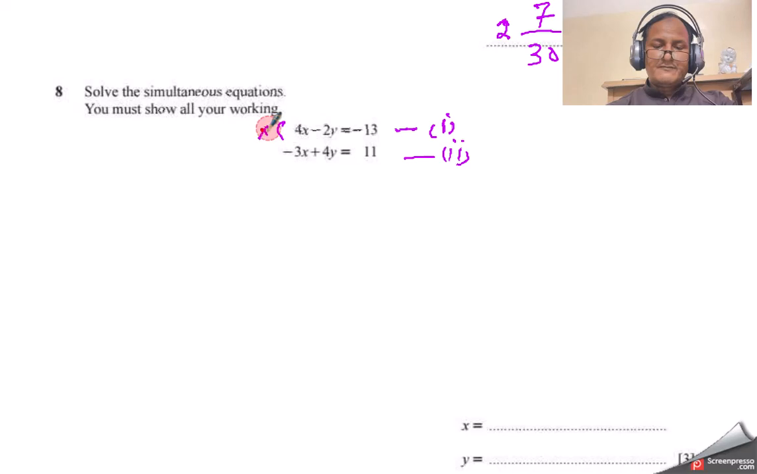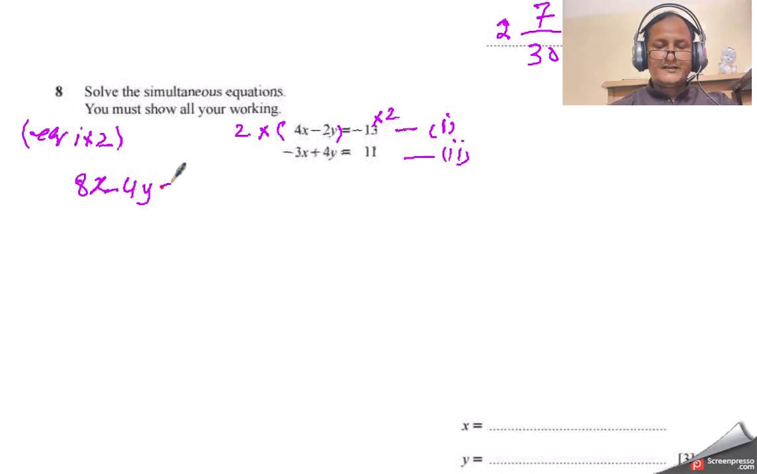Equation 1, we're supposed to multiply by 2 to make both coefficients the same in equation 1 and equation 2, because in equation 2 we have 4y, and here we have a negative 2, and 4 is a multiple of 2. When we multiply equation 1 by 2, it gives us 8x minus 4y equals minus 26, and we have negative 3x plus 4y equals 11.